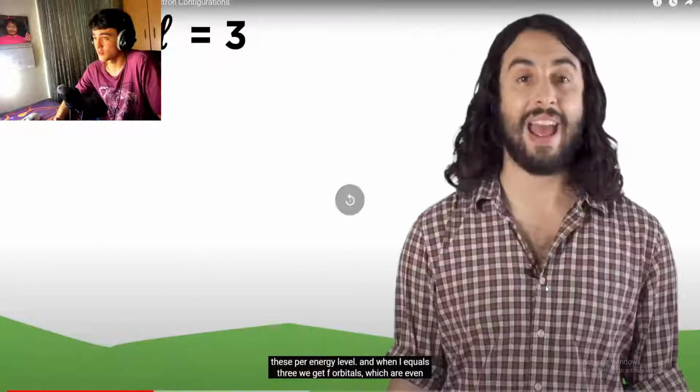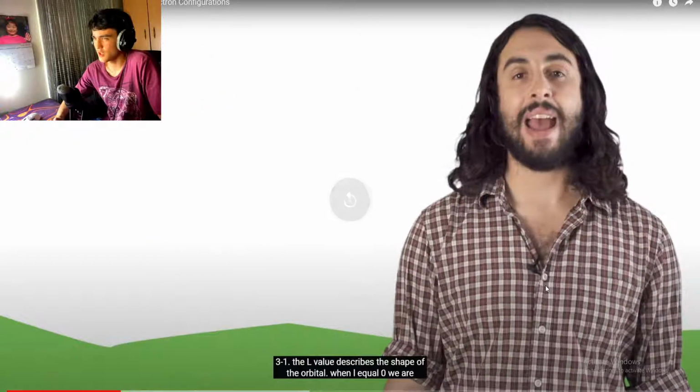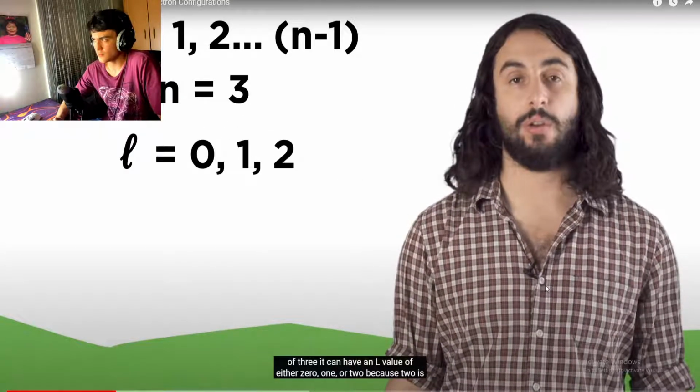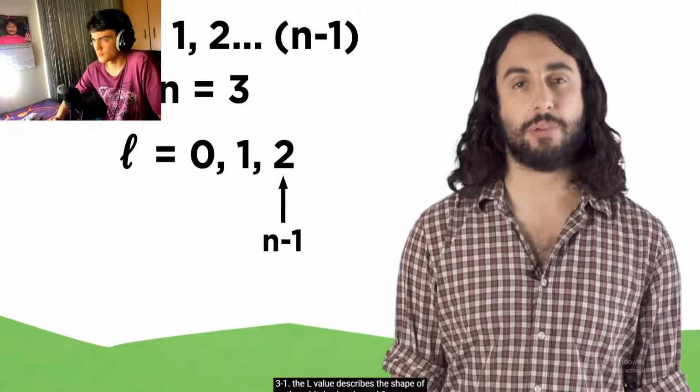Fuck. How did he get L? Zero, 1, or 2, because 2 is 3 minus 0.